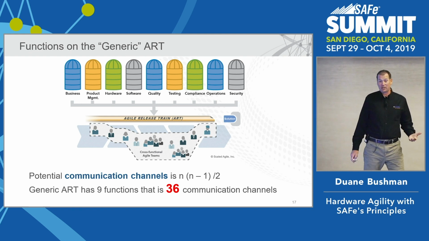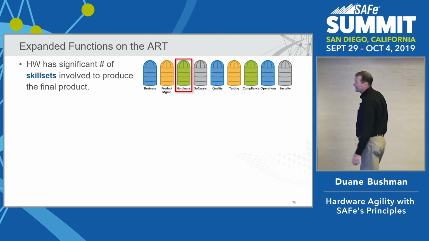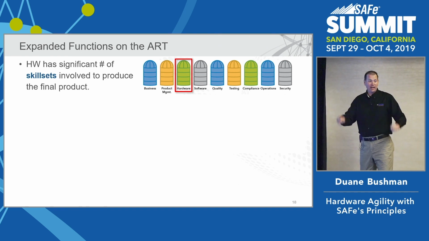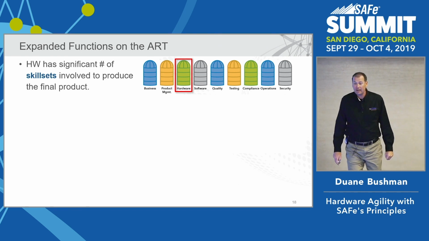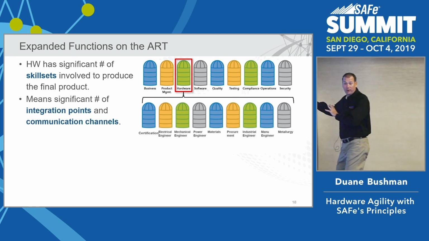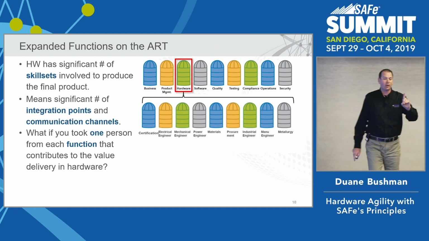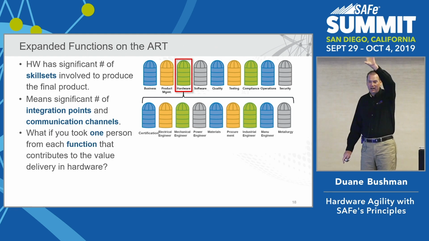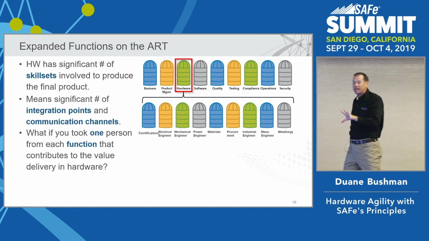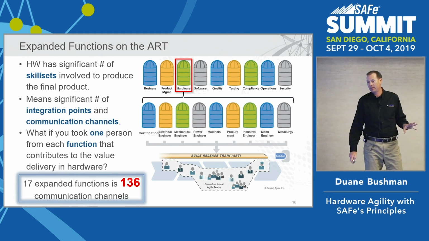Now what I learned as I started my hardware journey, as we went through there, this little guy here, that hardware silo, one of the 9, there's a whole bunch here, and I only picked a few, right? I'm sure you're sitting there thinking, wow, I could expand the silos even more, right? Well, what if I took one from each of those? I just took the 9, I expanded hardware, now I've got 17. That gives me 136 communication channels.